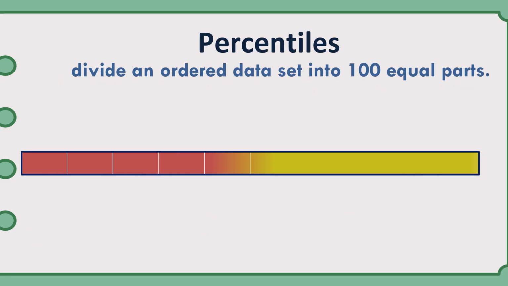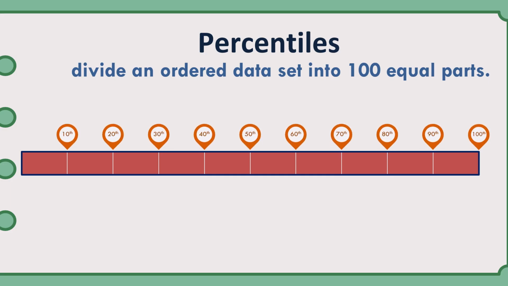How about percentiles? Percentiles divide an ordered data set into 100 equal parts. So if we divide it into 100 equal parts, this is percentile 1, 2, 3, 4, 5, 6, 7, 8, 9, 10. This one is counted by 10. But for example, here is percentile 12. So we divide into 100 equal parts. Percentile 10 is 10%. Percentile 11 is 11%.